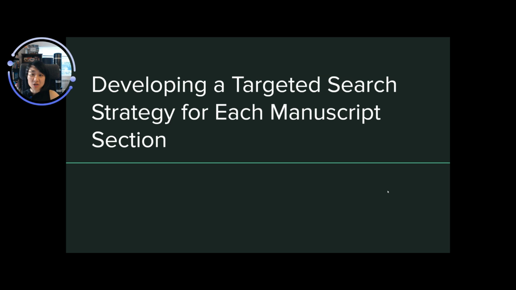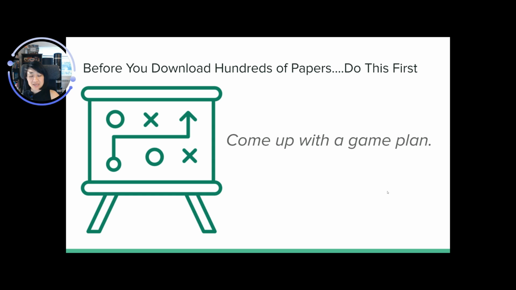Okay, now let's talk about developing a targeted search strategy for each manuscript section. Now, this is one of the big problems. People download a lot of papers and then they get overwhelmed. So before you download hundreds of papers, first do this. I want you to come up with a game plan. This is really important.